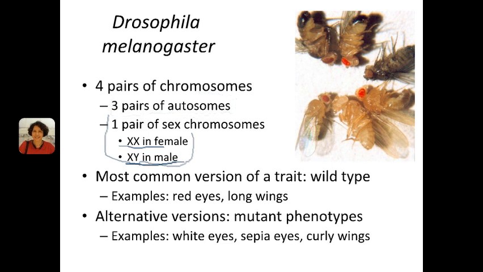In describing Drosophila, we call the most commonly seen version of a trait the wild type. So having brick red eyes is wild type in Drosophila. Having long wings that extend past the length of the body is wild type. So a mutant phenotype has a different trait for a given characteristic. So a mutant trait for eye color includes white eyes or sepia eyes or apricot colored eyes or yellow eyes.